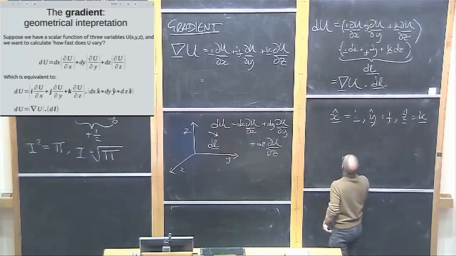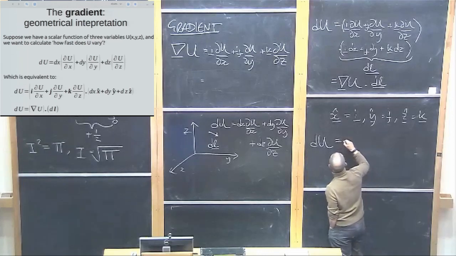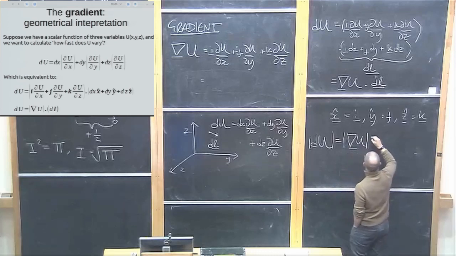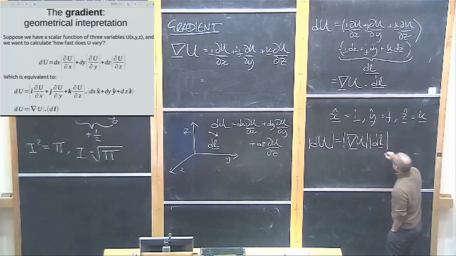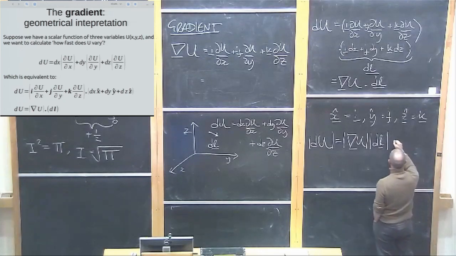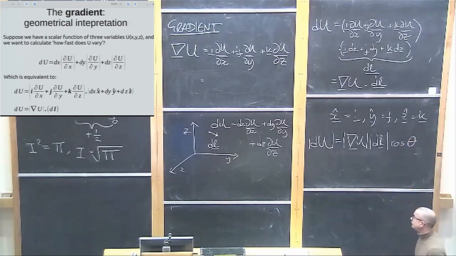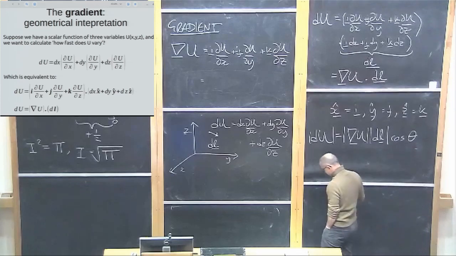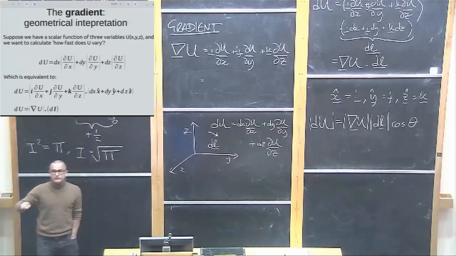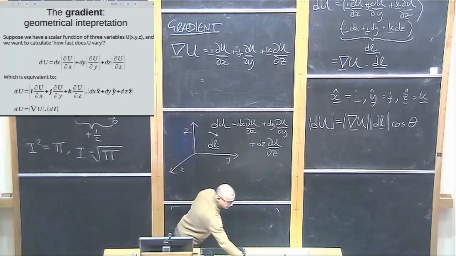So we can see that the magnitude of the change du is equal to the magnitude of the gradient times the magnitude of my little movement vector dl in my scalar field times the cosine of the angle between them. Just your standard definition of the dot product. And therefore we see that if you move in your vector field in the direction of the gradient, then you get the maximum change in the value of your scalar field.